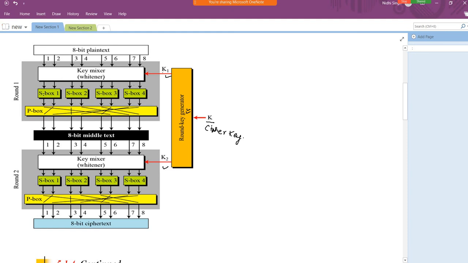Now from this figure, three transformations happen at each round. What are those transformations? The first is the whitener, or key mixture. The second transformation is substitution, and the third transformation is permutation. So what is my first transformation? That is the whitener, or you can say key mixture.